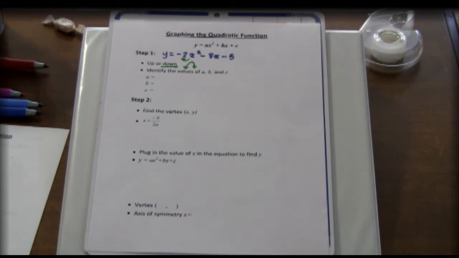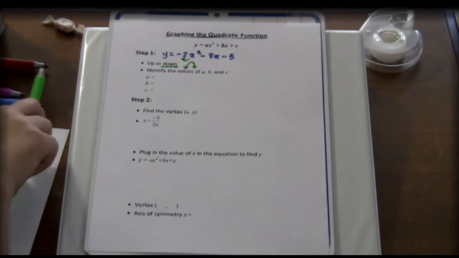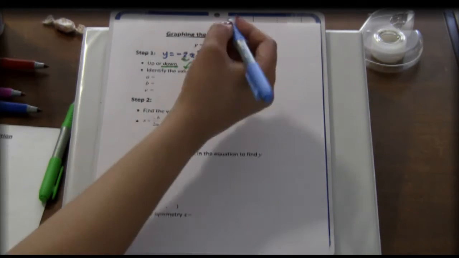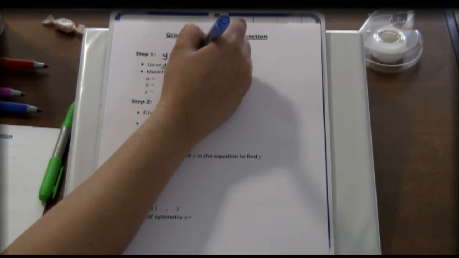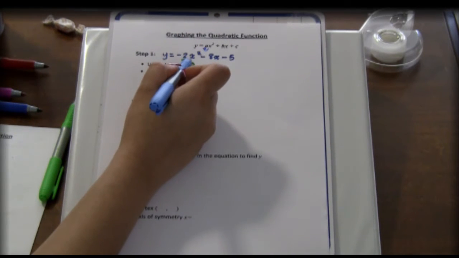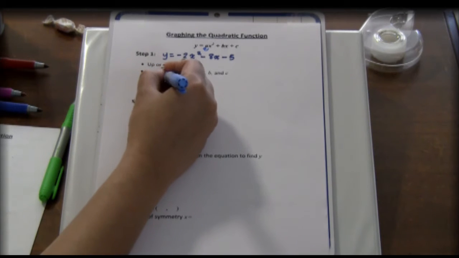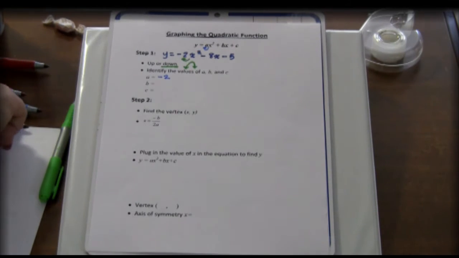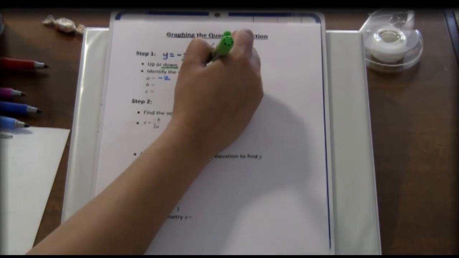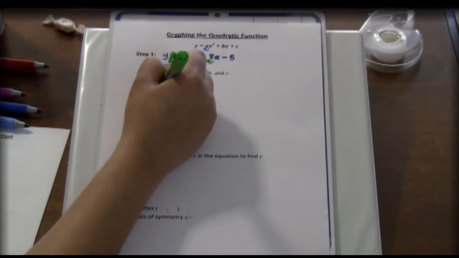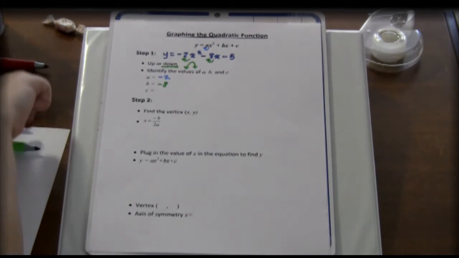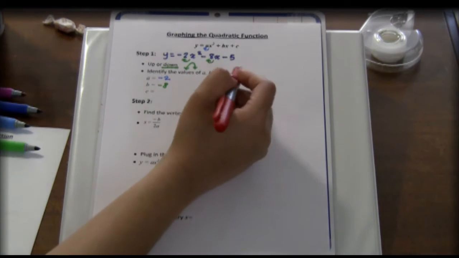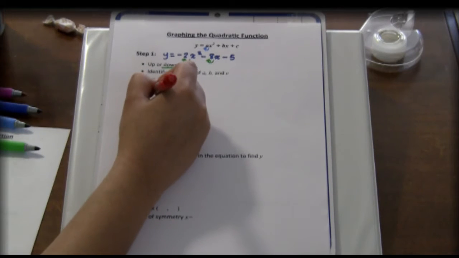The next thing we do is identify the values of a, b, and c. The way we do this, you look to the left of x squared to give you the a value. To the left of x squared, we have negative 2. To find your b value, you look to the left of x, and you have negative 8. And to find your c value, it's that number that remains. And in this case, we have negative 5.